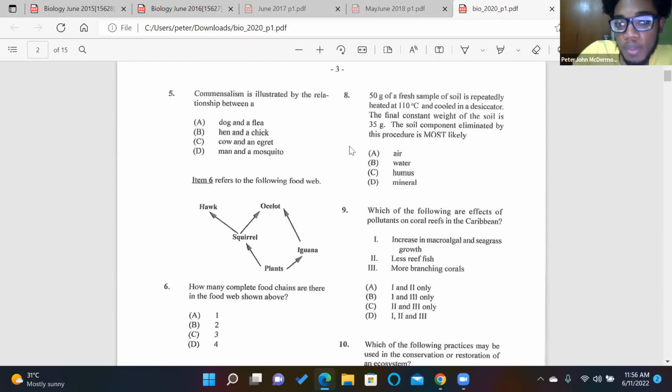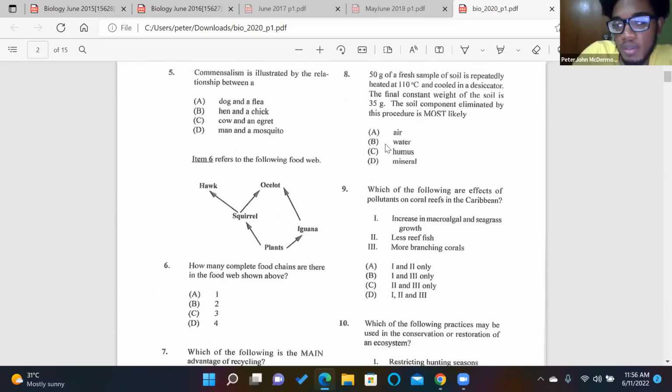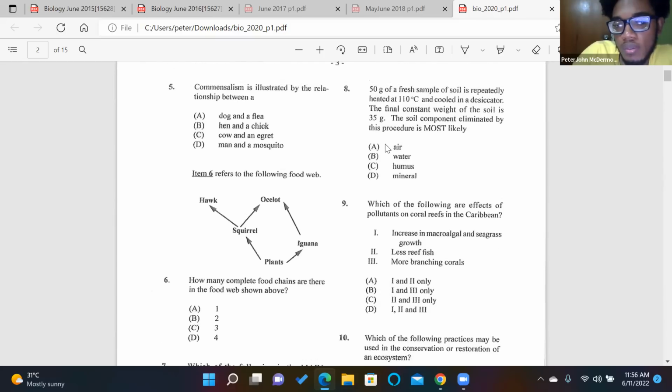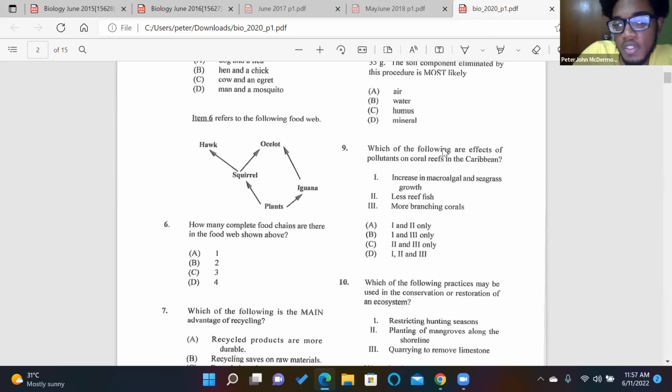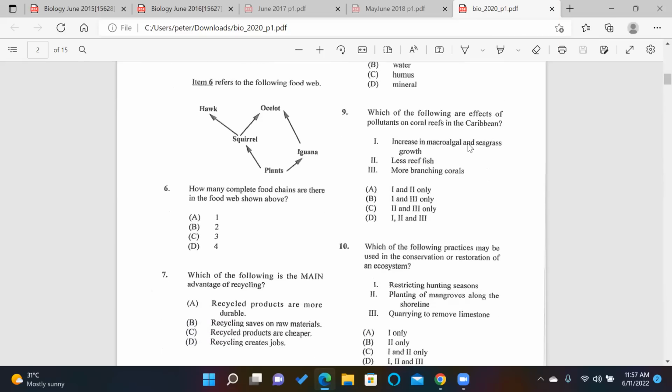50 grams of a fresh sample of soil is repeatedly heated at 110, cooled in a desiccator. The final constant weight is 35 grams. Cell component eliminated by this procedure is most likely... Water. What temperature does water boil at? 100. What temperature are we heating it to? 110. So we're boiling off the water, right? So water. Which defines the effects of pollutants on coral reefs in the Caribbean?